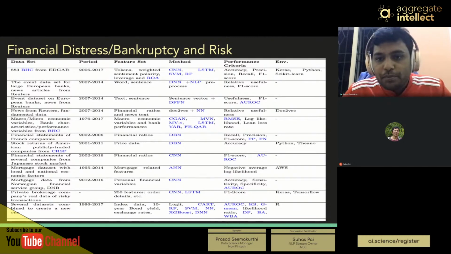In terms of performance metrics, again, nothing different. A couple of people have tried using other things like negative average log likelihood, accuracy, and RSC. The tool set has evolved compared to the other applications because the data sets are really large or huge to process. That's the reason why people have tried using more sophisticated libraries like TensorFlow, Keras, PyTorch, etc.